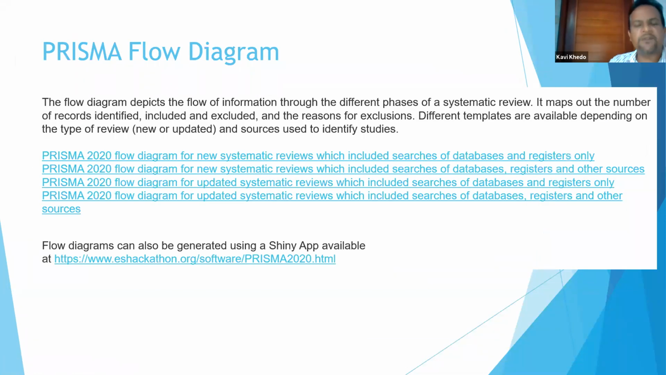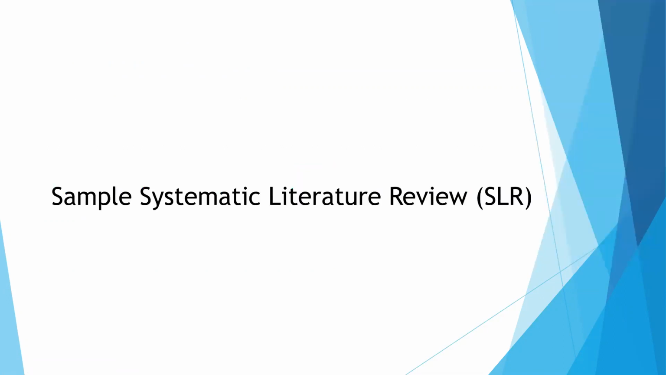And the flow diagram, I've already shown you an example of the flow diagram. You start with some number, big numbers, and show how you reduce by passing through your inclusion, exclusion, quality assessment, and everything. So those diagrams are available in the paper. Okay, my last point of discussion for this presentation, I'll give you a sample.